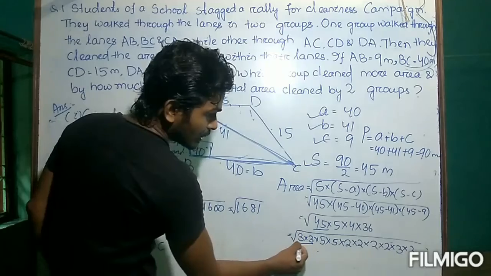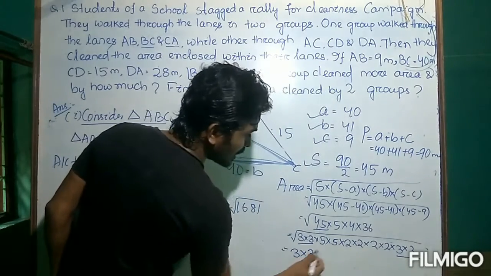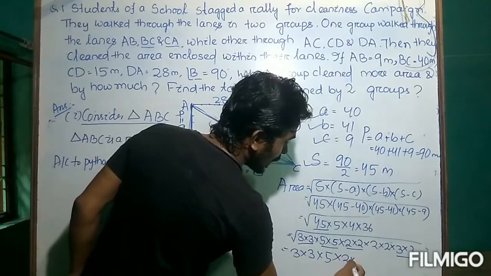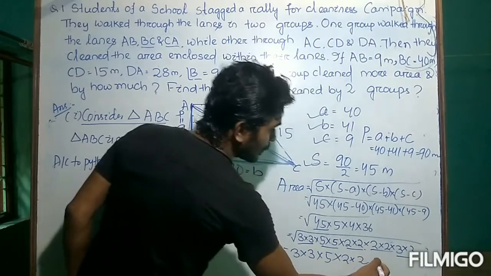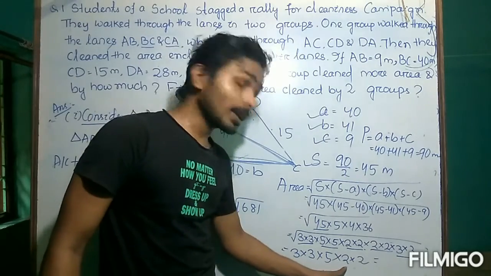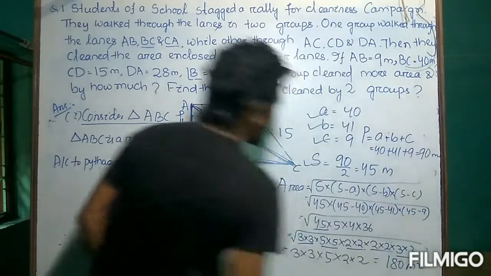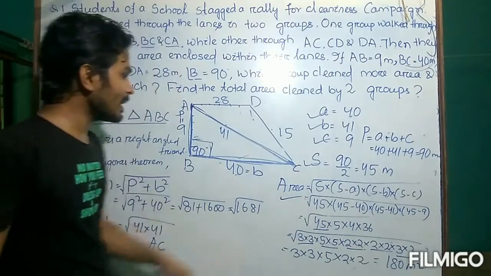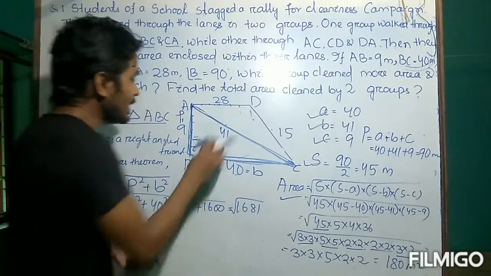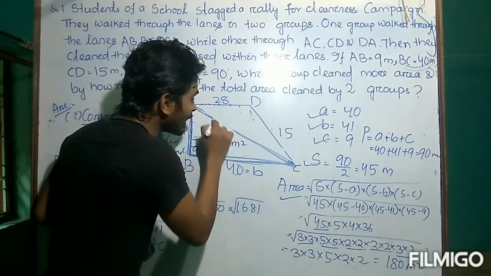So there are two 3s, you can take out one 3; again two 3s, you can take out one 3; two 5s, one 5; two 2s, one 2; another two 2s, one 2. So the answer is 3 into 3 is 9, into 5 is 45, into 2 is 90, into 2 is 180 meter square. So this is the area of which triangle? This is the area of triangle ABC. So the area of this triangle is found out, that is 180 meter square.